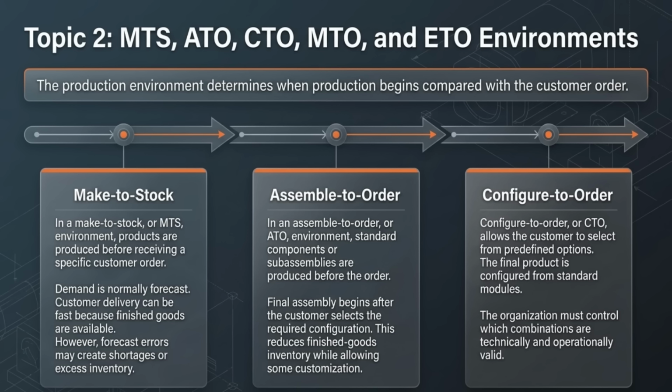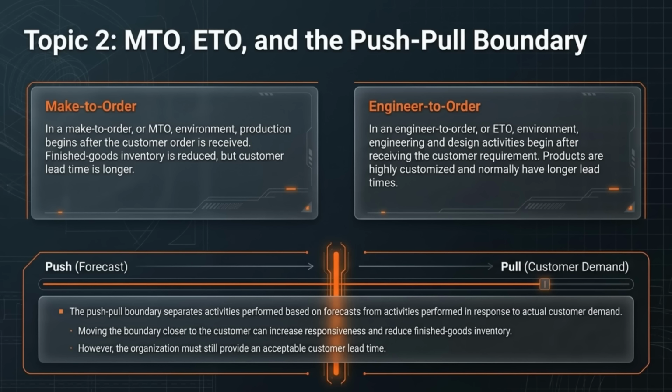Configure to order. Configure to order allows the customer to select from predefined options. The final product is configured from standard modules. The organization must control which combinations are technically and operationally valid. Make to order. In a make-to-order or MTO environment, production begins after the customer order is received. Finished goods inventory is reduced, but customer lead time is longer.